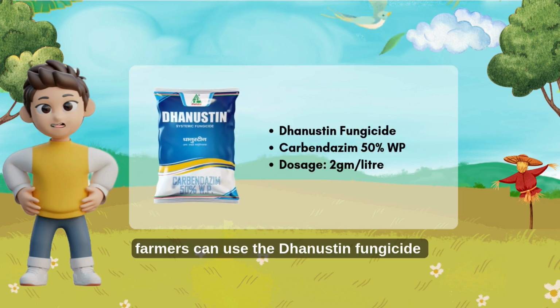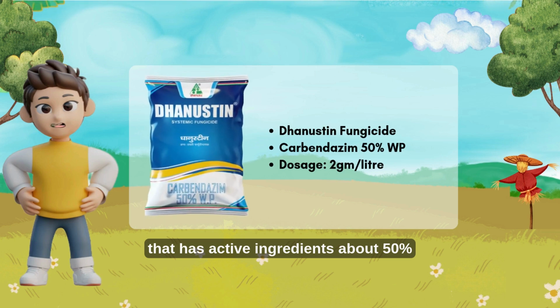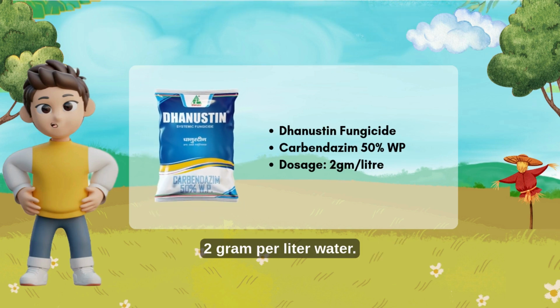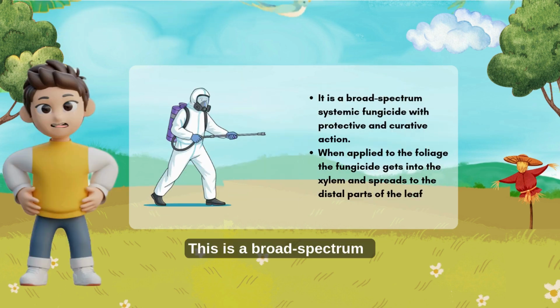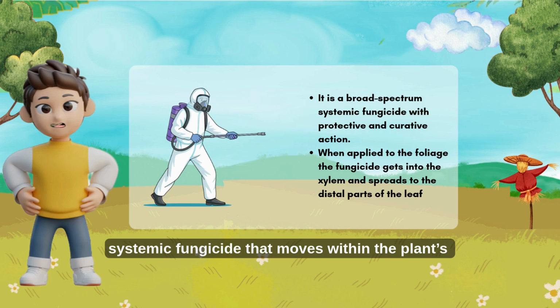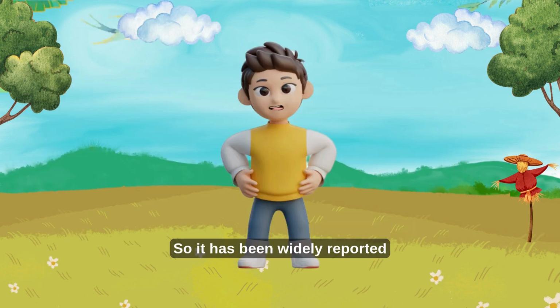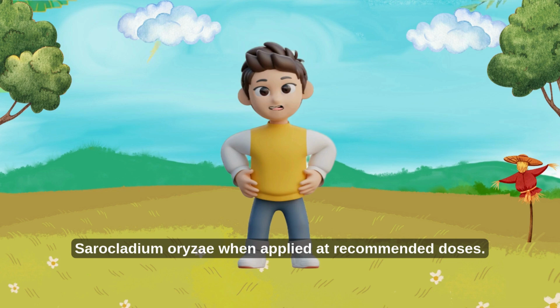Secondly, farmers can use Danastin fungicide that has the active ingredient 50% carbendazim with a recommended dosage of 2 gram per liter of water. This is a broad-spectrum systemic fungicide that moves within the plant's vascular system to protect the new growth. So, it has been widely reported that these 2 types of fungicide are effective against Sarocladium oryzae when applied at the recommended dosage.